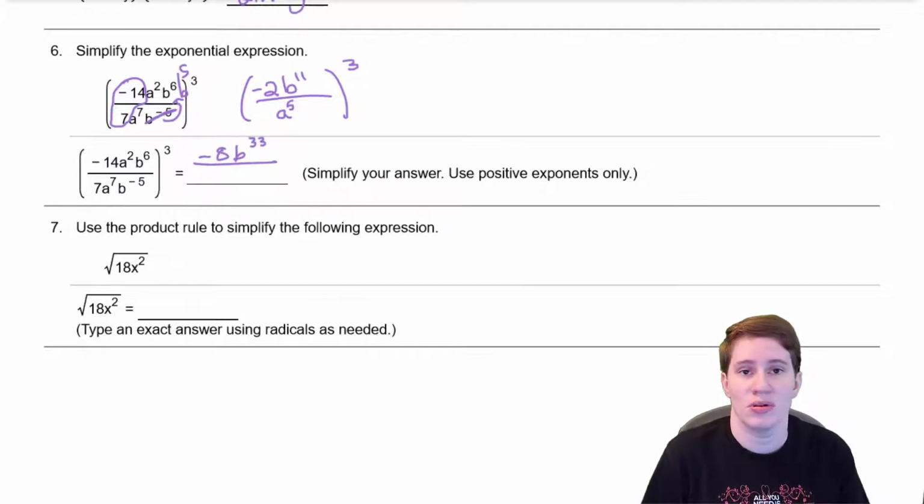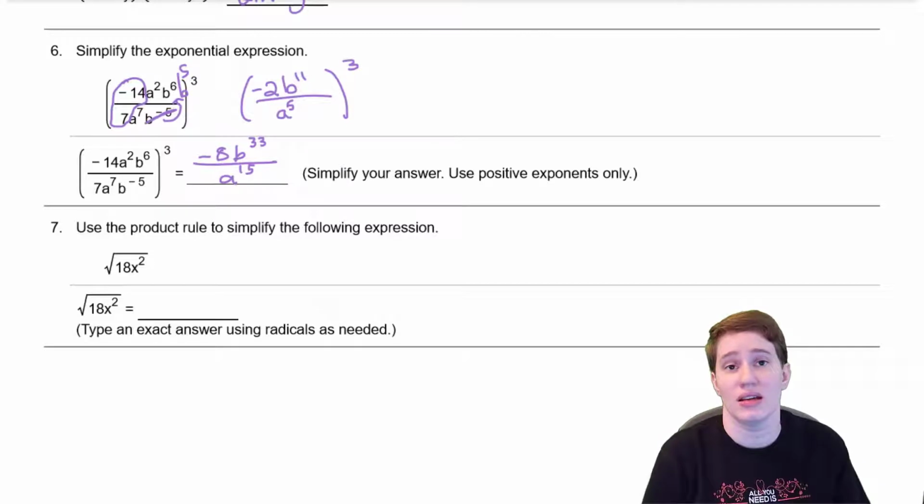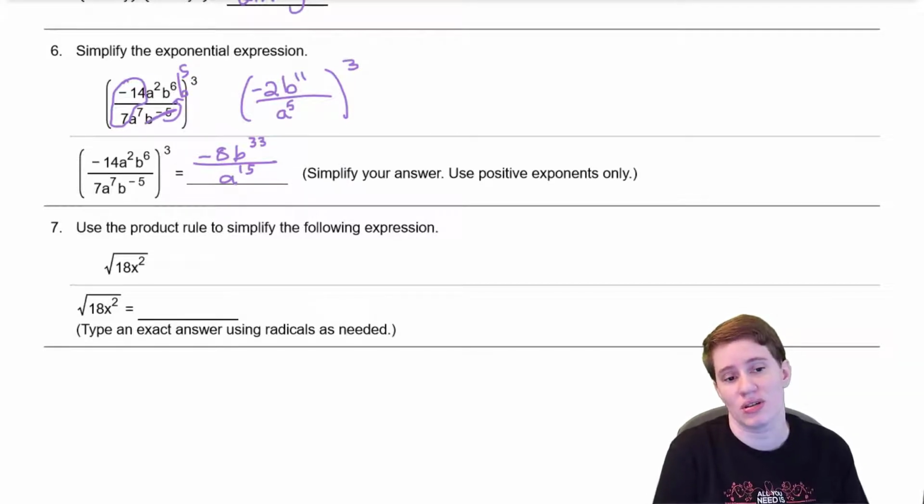And we need to cube a to the 5th, so 5 times 3 is 15. And we can't combine the a's and the b's. They're not like terms, they're not like bases, so they have to stay separate. The -8 still has to be there. And it's okay that we have a negative in general, because that -8 is not an exponent.